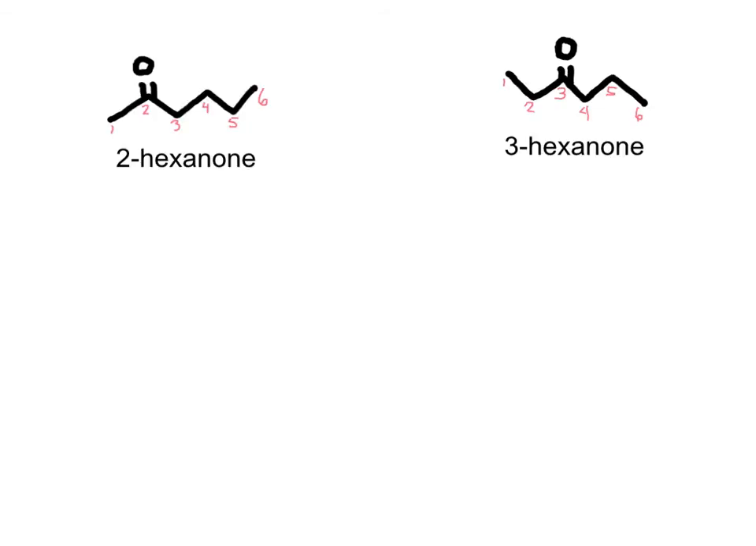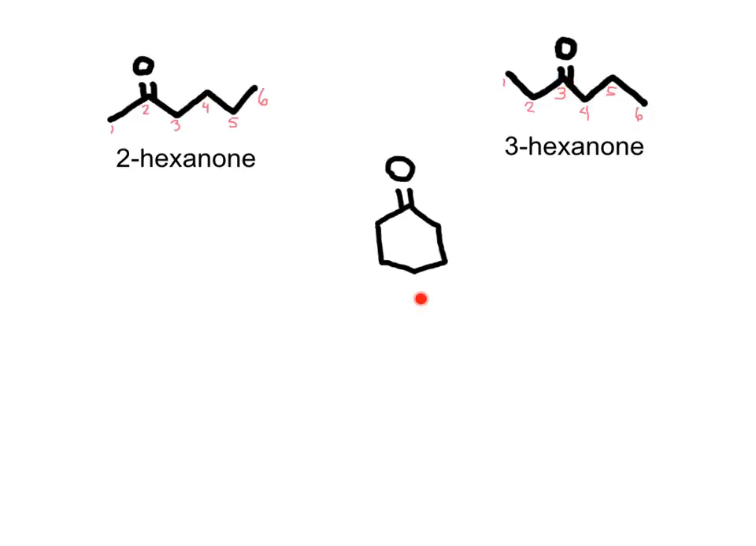Observe that when labeling the carbons, we always start at the end that is closer to the carbonyl. So this is carbon number 1, closer to the carbonyl. And if I start on the other side, the carbonyl would take carbon number 4. So it's important to label the carbons always from the end that is nearer to the carbonyl.